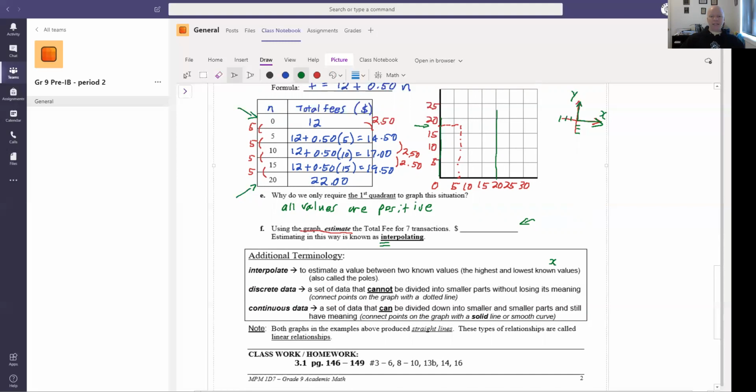The discrete data is data that cannot be divided into smaller parts without losing its meaning. Basically, these are counting numbers. Okay, counting numbers are discrete data. So if we're going up by ones, or if it's something that you can count, it's discrete data. So the number of transactions, the number of pencils on your desk, the number of desks in the room, the number of cars you can wash, the number of windows you break, the number of houses that are on the side of the road. Anything that has number of, that's discrete.